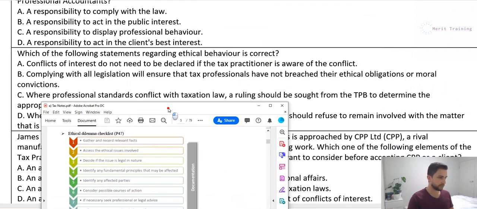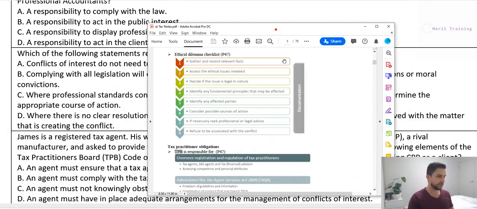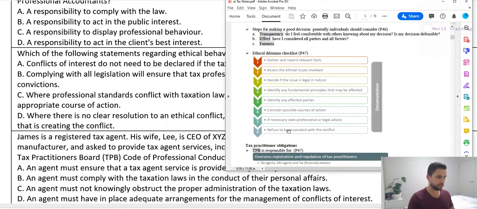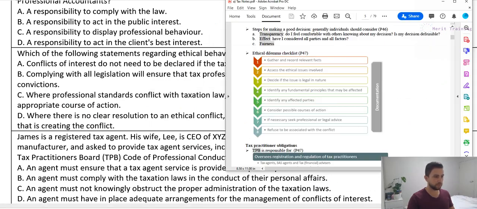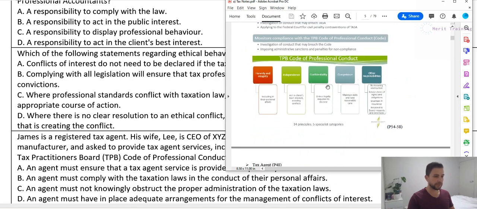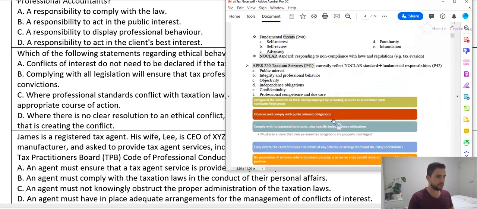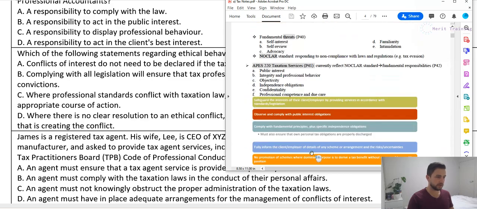So where professional standards conflict with taxation law, a ruling should be sought from the TPB to determine the appropriate course of action. So let's go through here. When do we need to reach out for the TPB? Well, probably not at all. The fact that you're going to have professional standards conflicting with taxation law all the time, you don't necessarily need a ruling. A ruling is for high-level applications of interpretation of specific acts.